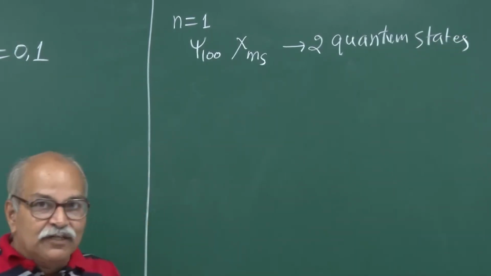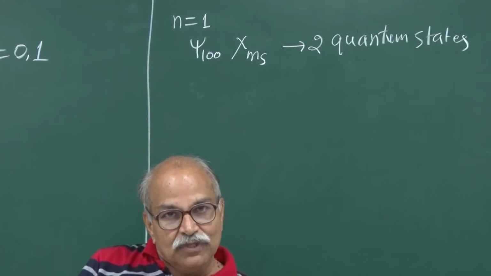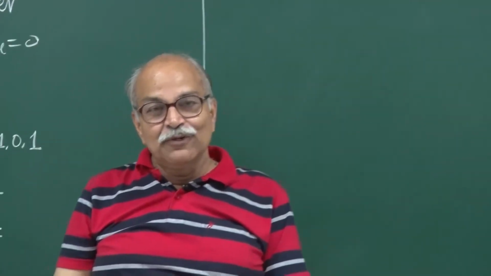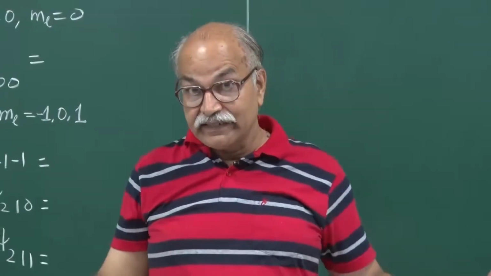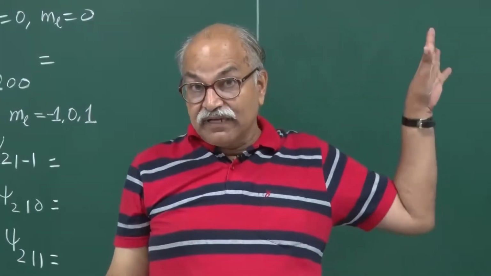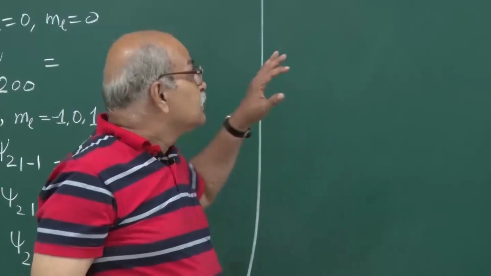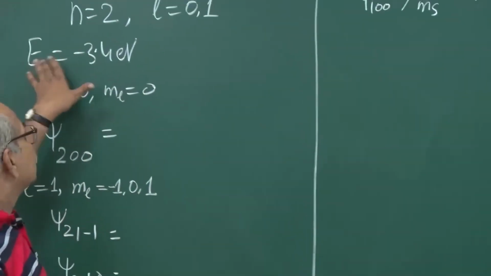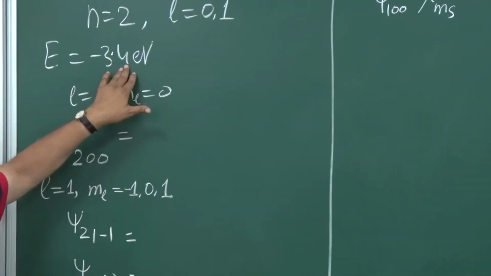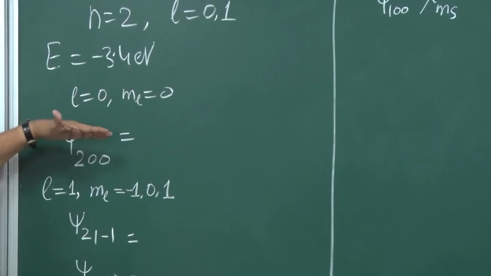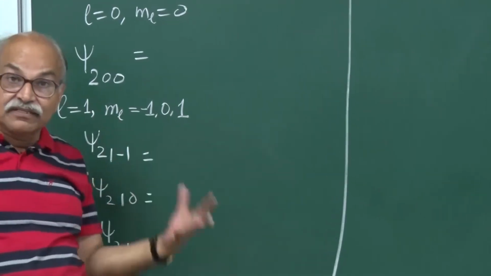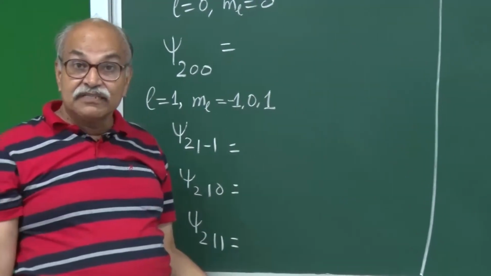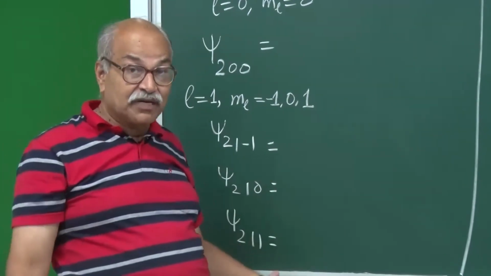I had 2 different quantum states, and these 2 different quantum states were differing only in spin part, not in space part. Space part was identical, which was given by that wave function. But if n is equal to 2 and I am going to first excited state, there are 4 different wave functions. And what is the difference? Yes, the difference is in the space part.